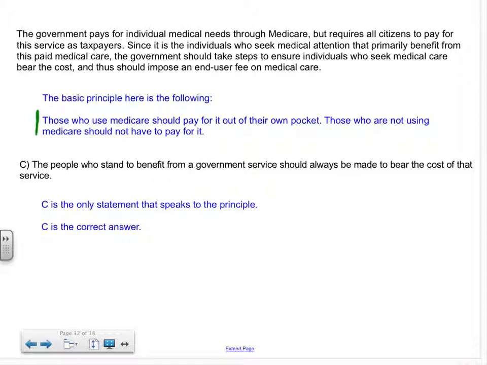So now this will help us when we're trying to look for an appropriate answer choice in the passage. We will come back to C in a second, but C is a credited response.